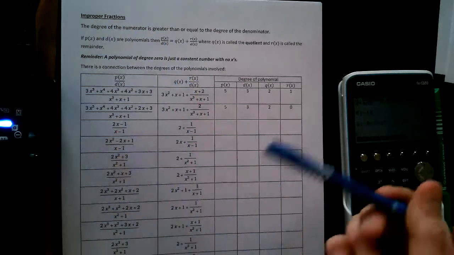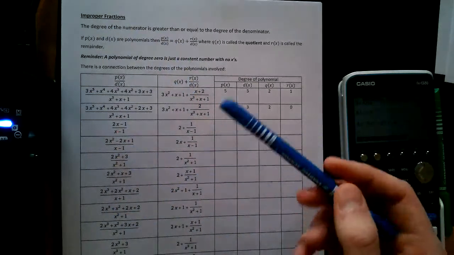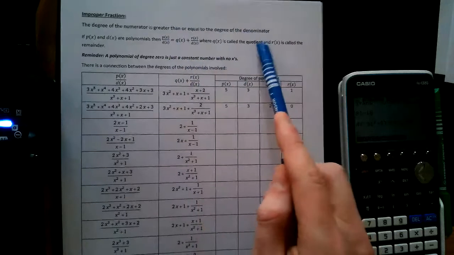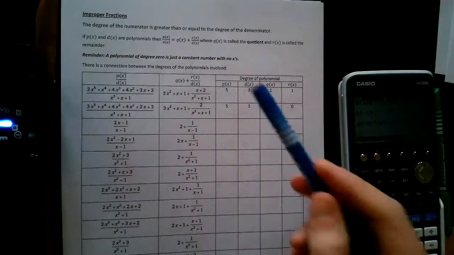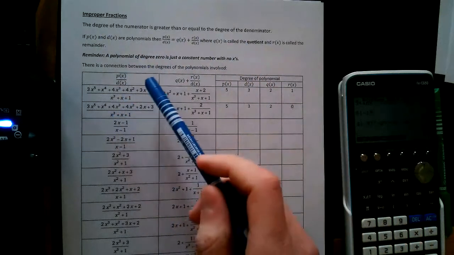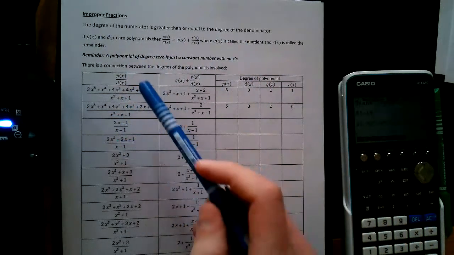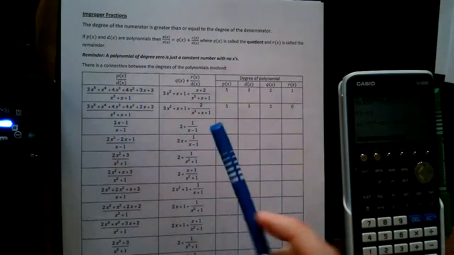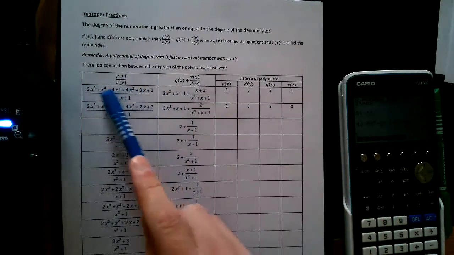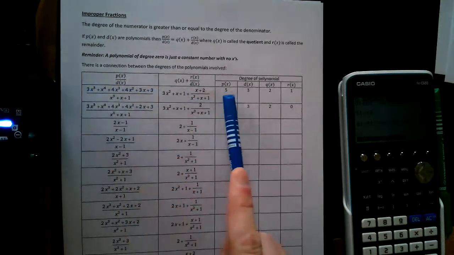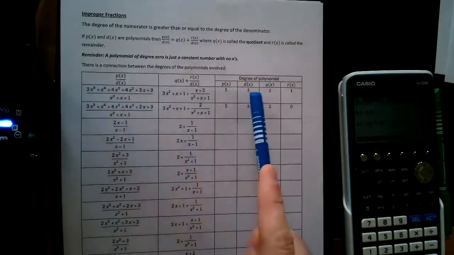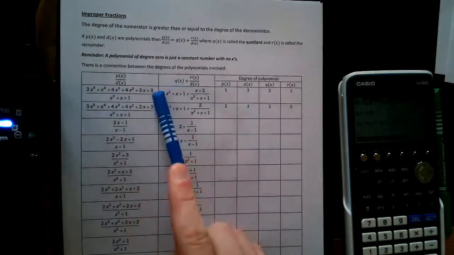So we looked at this booklet about what we can do in that case, and we can divide to get a quotient and a remainder. All we're going to do to begin with is just look at some examples and see if you can spot a pattern to do with the degrees. So the first two I filled in. If my top polynomial, my numerator, is degree 5, and my denominator is degree 3, and I divide them, this is what I get.